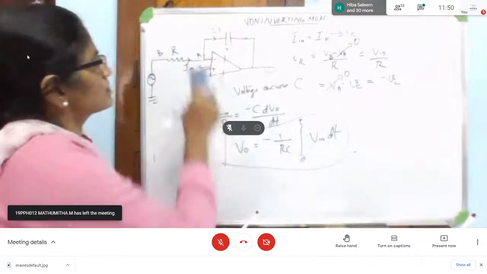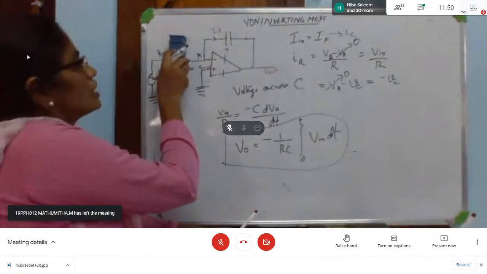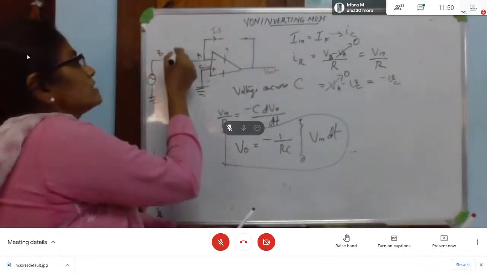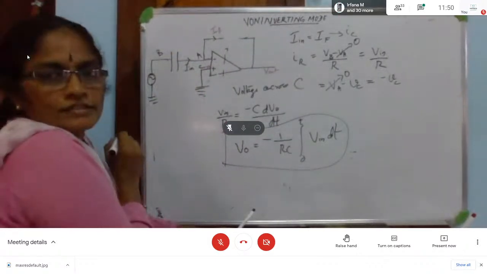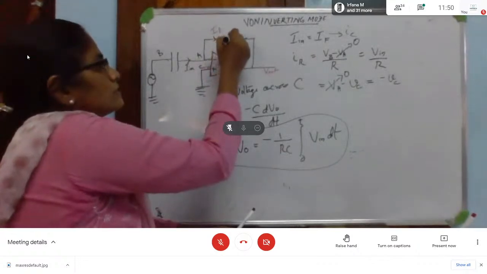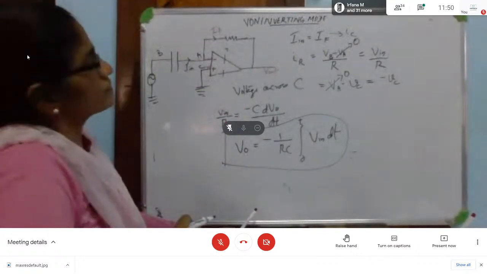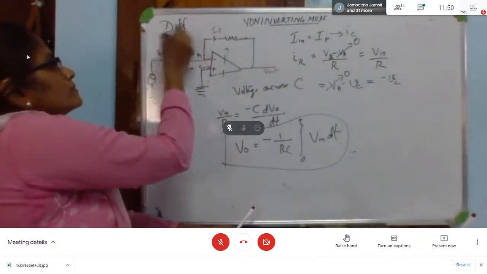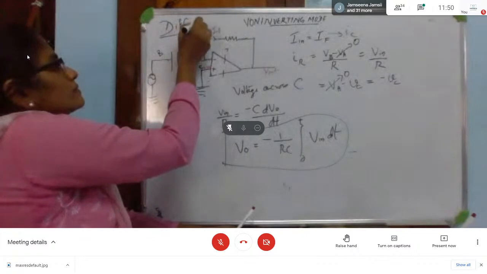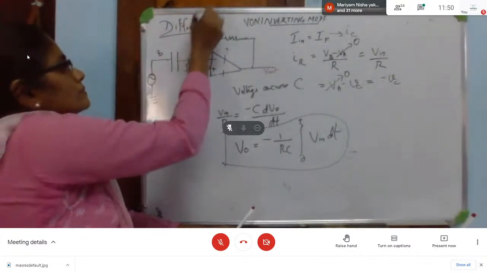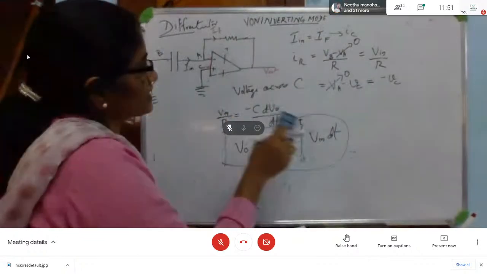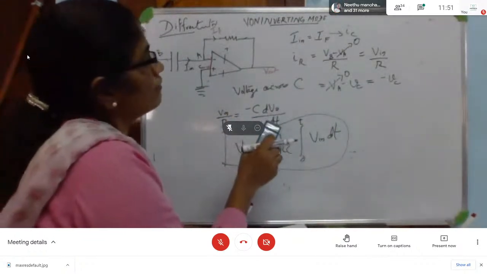Now I'll just touch upon the differentiator also. Here it is a capacitor when it comes to the differentiator. Here it is a resistor. Now we are discussing the differentiator. So we have got an expression for IC. We will use it.